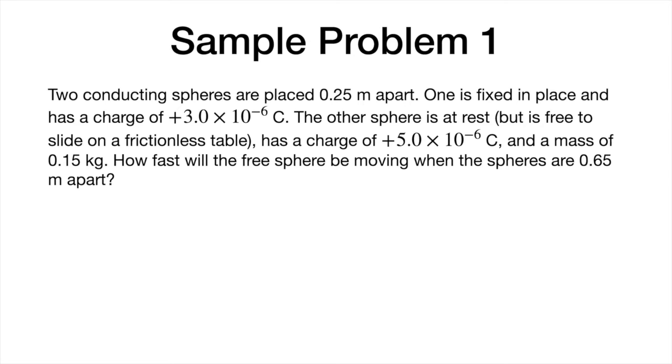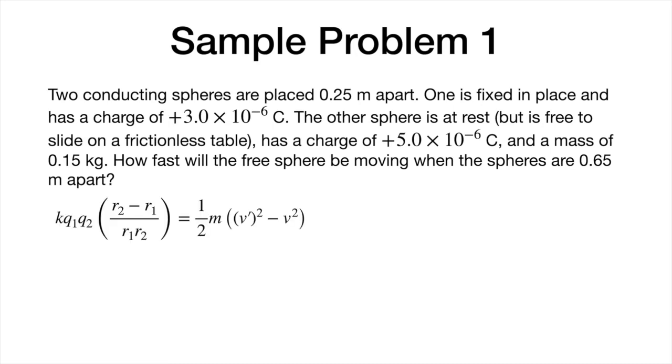The one that's fixed has a charge of 3 microcoulombs. The other one has a charge of 5 microcoulombs, and the one that's going to move has a mass of 150 grams. And the question is, how fast will the free sphere be moving when the spheres are 65 centimeters apart? So again, they're close together at the start. They're 25 centimeters apart, but then because of the Coulomb repulsion, the free sphere is going to move. And so we want to know how fast is it going to move when it's 65 centimeters apart.